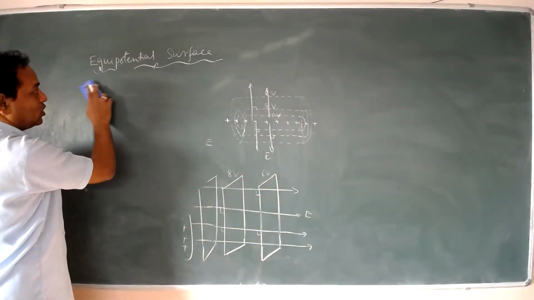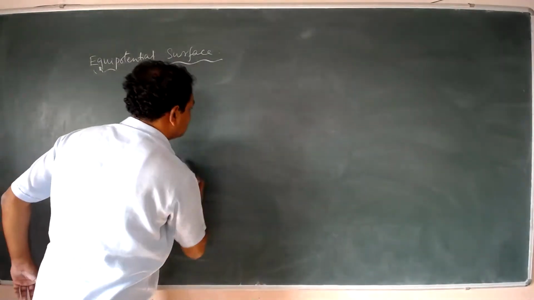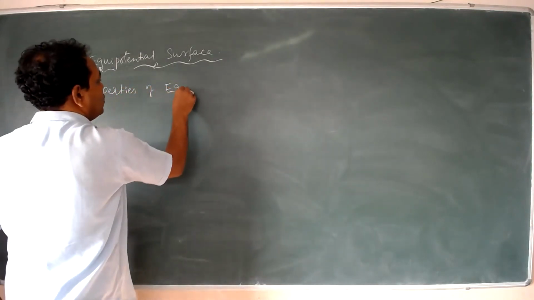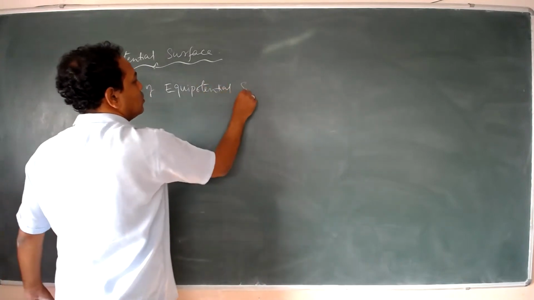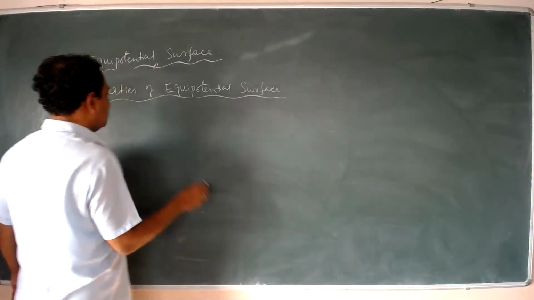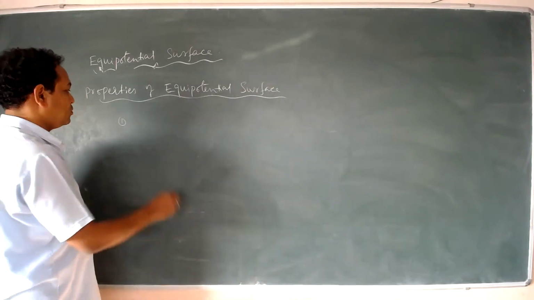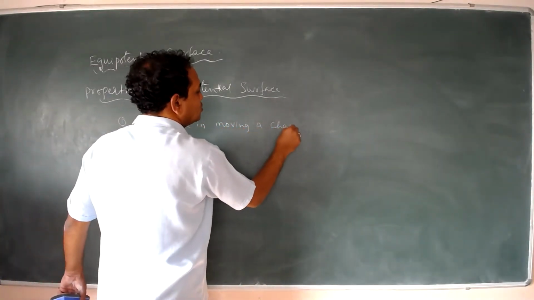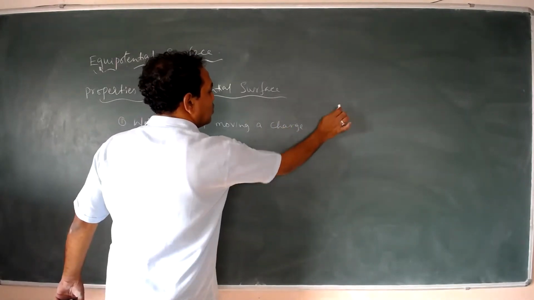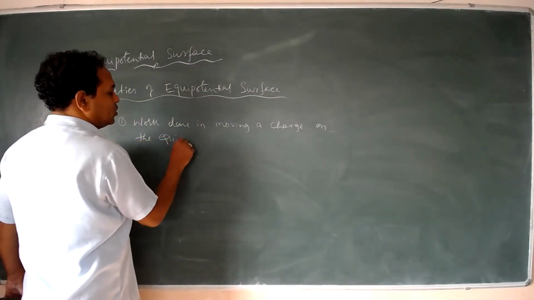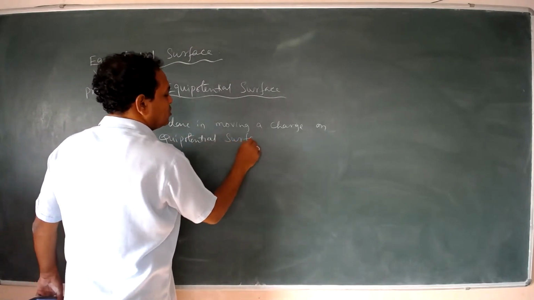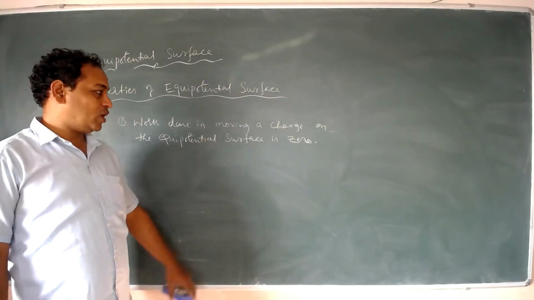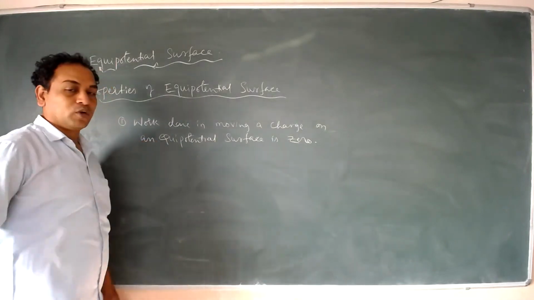Properties of equipotential surface. Number one, the first point is: the work done in moving a charge on an equipotential surface is 0. So the first point is telling us that the work done in moving a charge on an equipotential surface is 0.